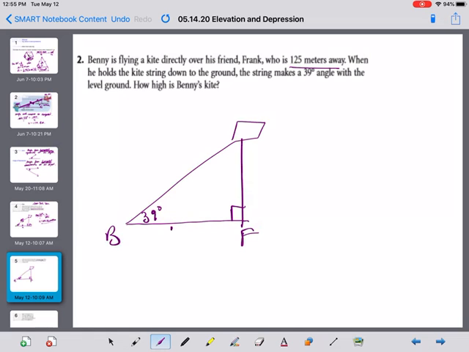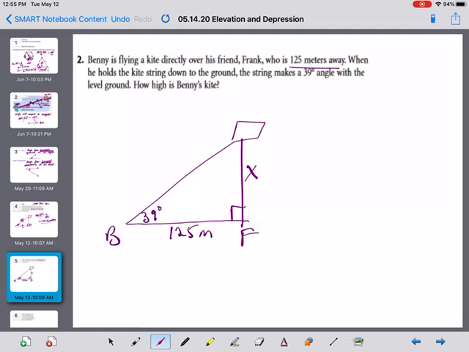So here's Benny, here's Frank. They're 125 meters apart. We want to know how high is the kite. So that's this length. You're going to draw pictures for all of these, even if they end up being the silliest pictures. Draw a picture.